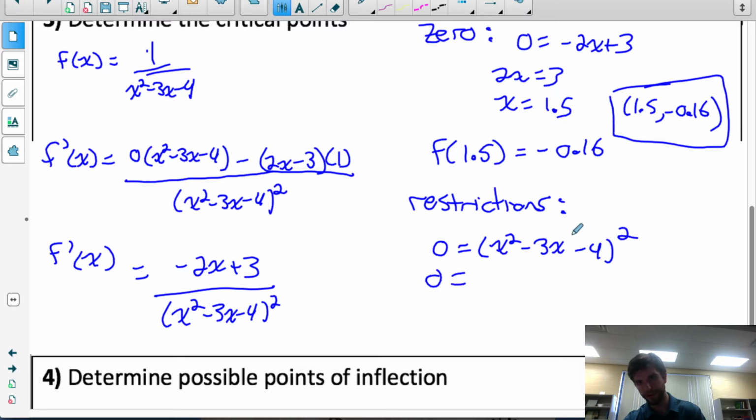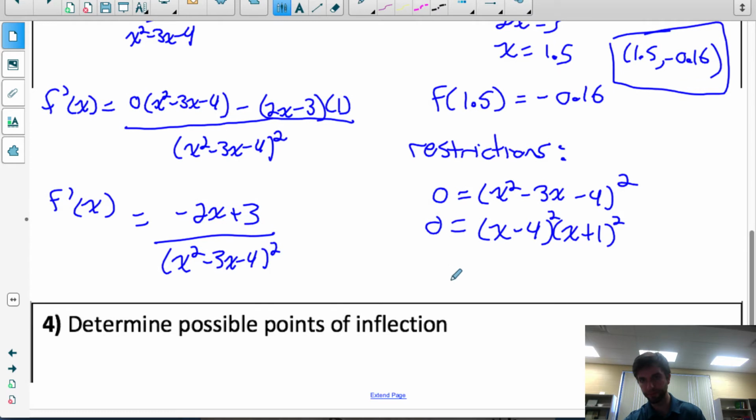And remember, this came from factored form x minus 4, x plus 1. All of that being squared would be the same as putting a squared on both of those. So how could this be 0 if x was 4 or if x was negative 1? So the derivative is undefined for those two x values. So they are critical numbers if those numbers are in the domain of the original function.